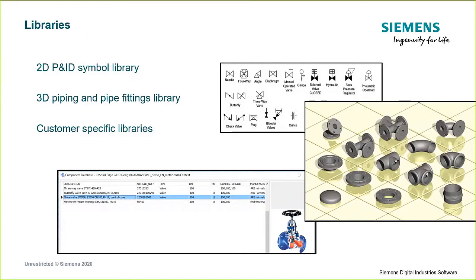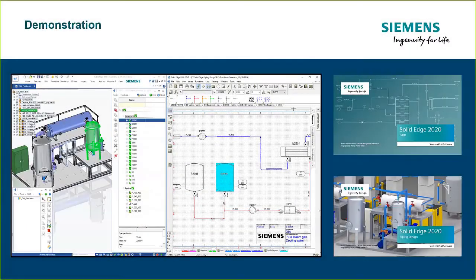And we have the ability to add customer-specific libraries, and there's a library wizard included to help facilitate this. And since we're creating and using native Solid Edge parts and assemblies, we can still use all the Solid Edge draft functionalities. When Sangamesh starts his demonstration, he's going to show you both P&ID and piping design. And he's going to highlight the automation and the intelligence of this workflow.